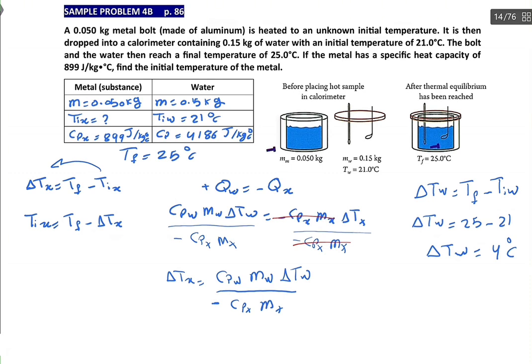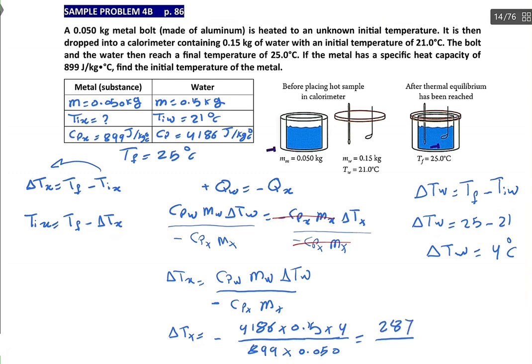Now, let's calculate the temperature change of the metal. We put all the given values into our formula. The specific heat capacity of water is 4,186 joules. The mass of the water is 0.15 kilograms. The temperature change of the water is 4 degrees Celsius. Now, we multiply these values together. Next, we divide this by the specific heat capacity and mass of the metal. The result is 55.87 degrees Celsius. Since the metal is losing heat, this number is negative.